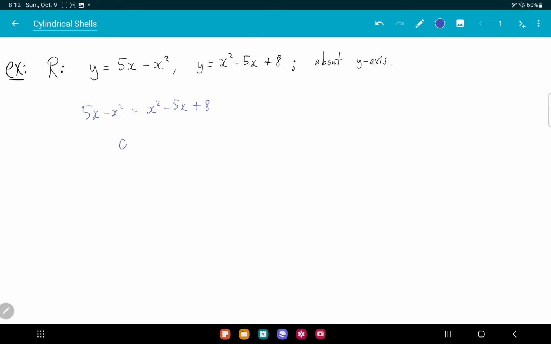So solve by factoring as usual, bring everything over to one side. I will choose the right-hand side. Divide by 2 to make my life a bit easier. Now I factor. So I get x is 1, 4.